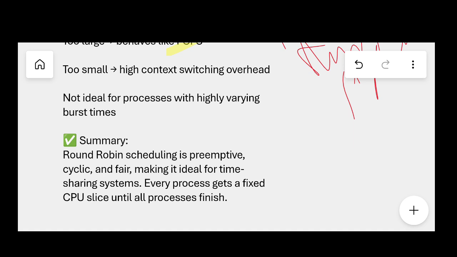Round robin scheduling is a preemptive, cyclic, and fair CPU scheduling algorithm. Each process gets a fixed time quantum and the CPU cycles through the queue until all processes are finished. It is simple, effective, and widely used in systems where all processes need to share CPU time fairly, like in time sharing systems.